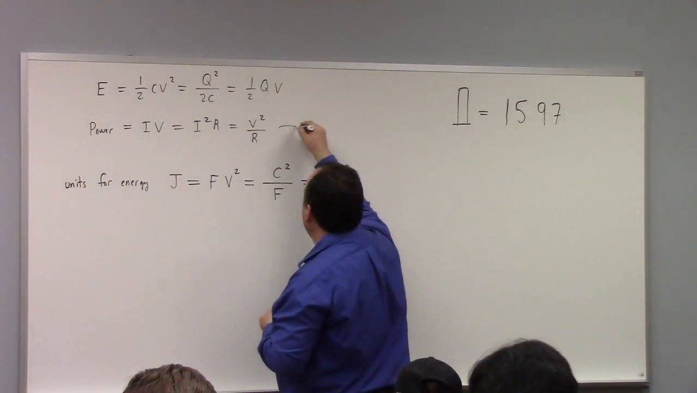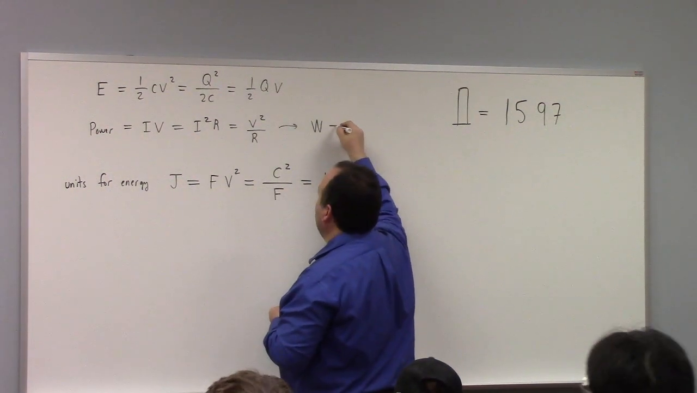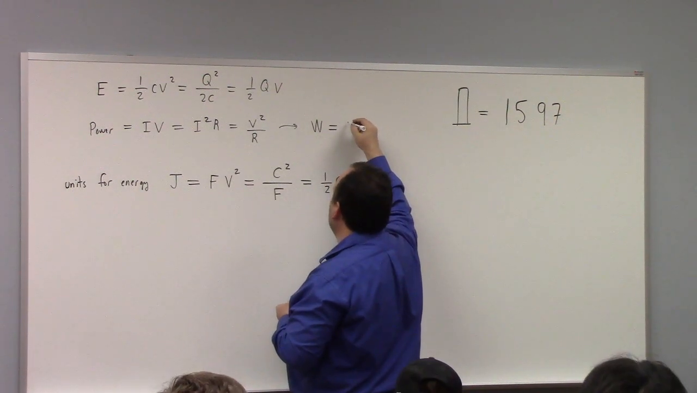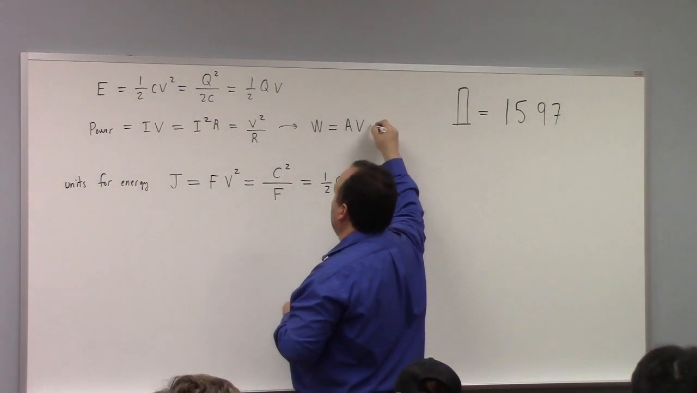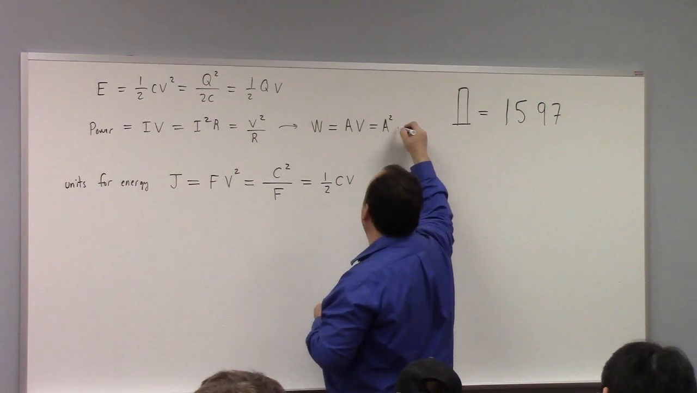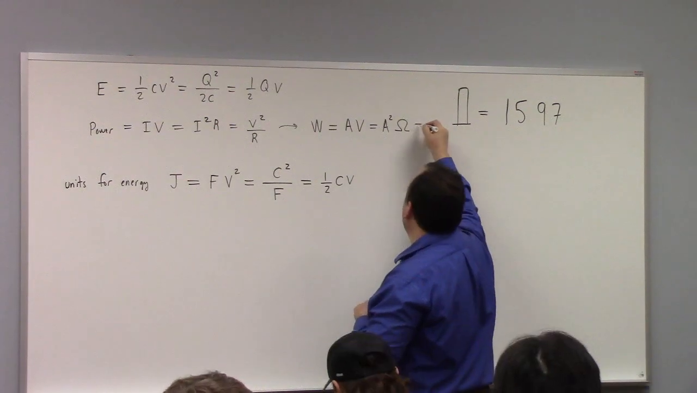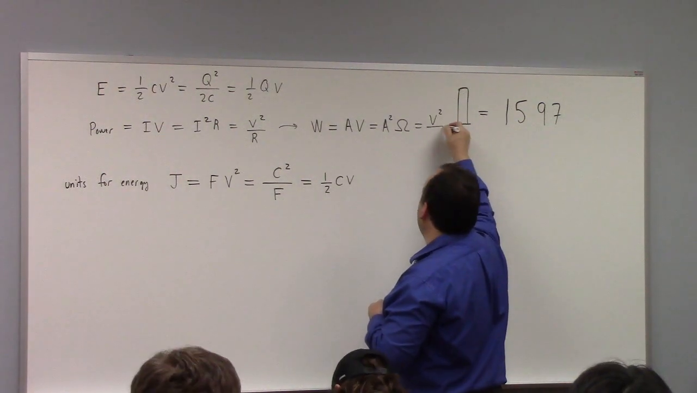This, on the other hand, is a watt. A watt is equal to an amp times a volt, right? And it's also equal to an amp squared times an ohm. And it's also equal to a volt squared divided by an ohm.